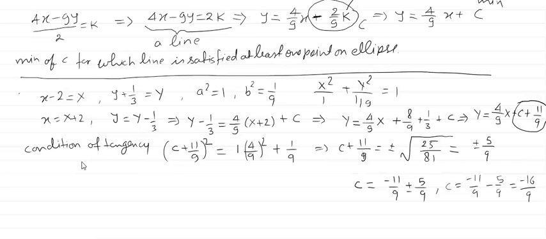And initially we had considered minus 2 by 9 k is equal to c, and that is equal to minus 16 by 9. So from here we get the value of k equal to 8. So this is the maximum value of k, or in other words, this is the maximum value of 4x minus 9y by 2. So this is our answer.